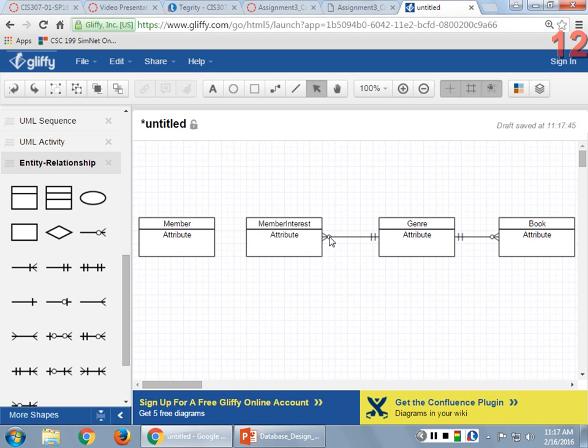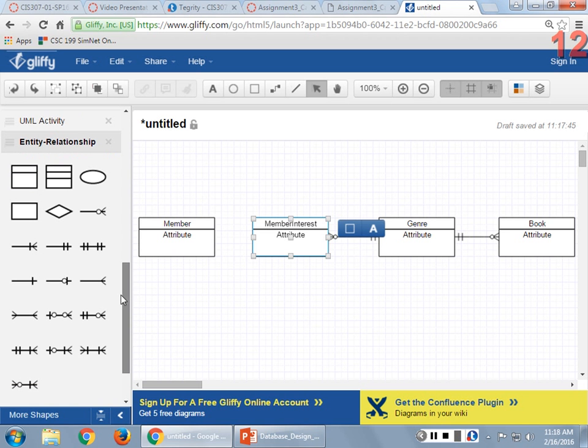Also, I think the cardinality is the same on this side. So if one declaration is associated with exactly 1 member, you have 1 on this side, right? And 1 member can declare interest 0 many times, but I think we agree it's like one or many times, meaning we cannot allow somebody to have no interest, right? So it's this one, all right? So it's 1 or many on this side and 1 on this side, okay? So we resolve this many-to-many relationship by introducing an associative entity, okay?